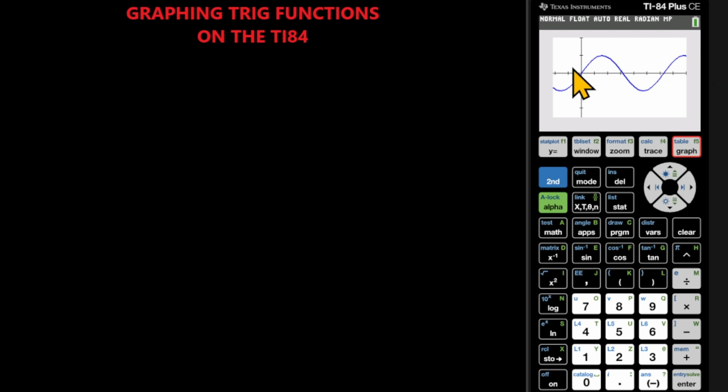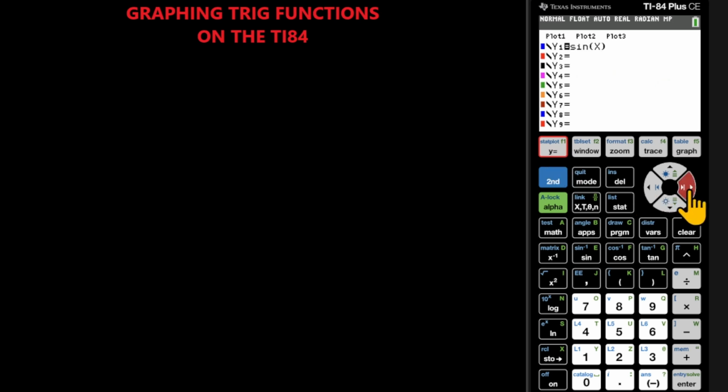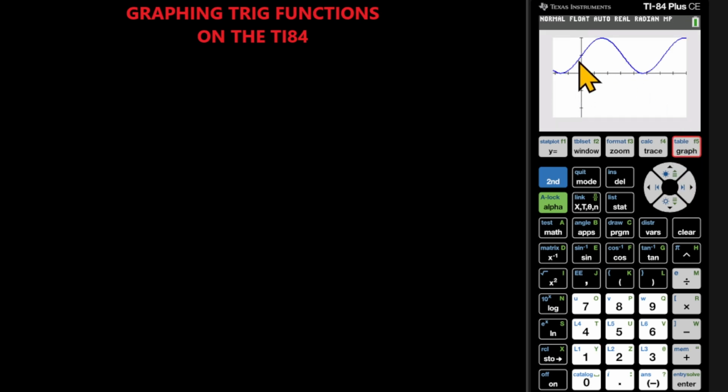Now what I want to do is, let's say that I wanted to practice doing a transformation, and in this case I want to shift up 1. I would go back to y equals, go to the end, and simply push +1. And then I push graph again, and I notice that my graph has moved up 1 space on the y-axis.